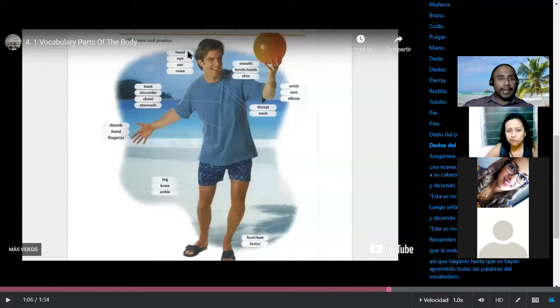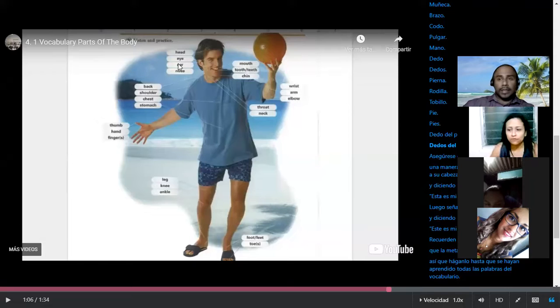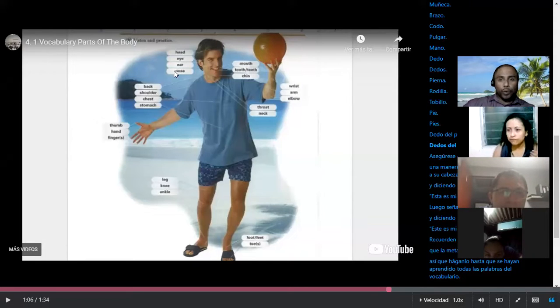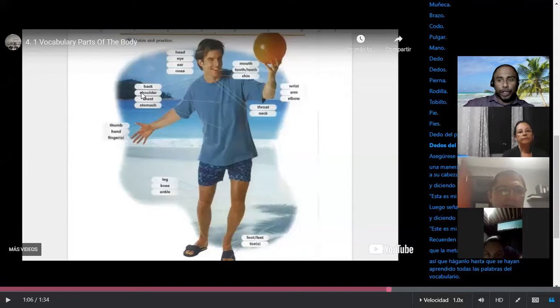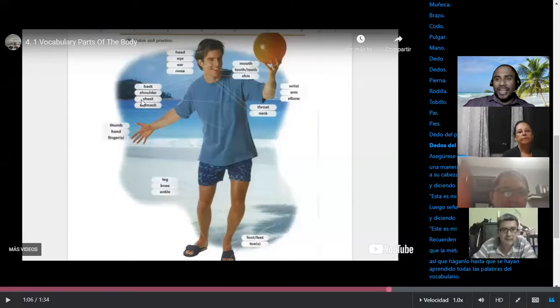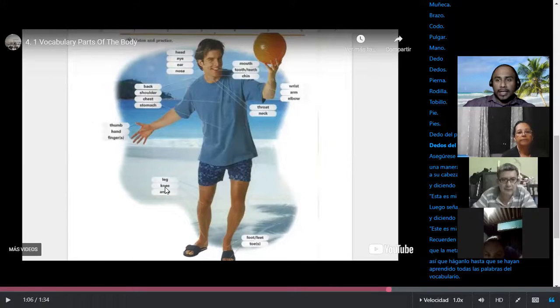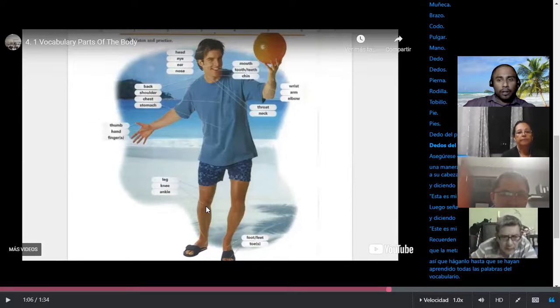Repeat, please. Head. Eye. Ear. Nose. Back. Shoulder. Chest. Stomach. Thumb. Hand. Finger. Leg. Knee. Ankle.